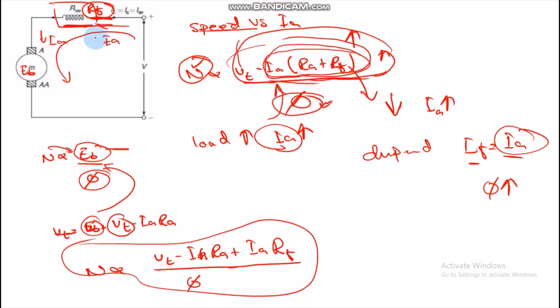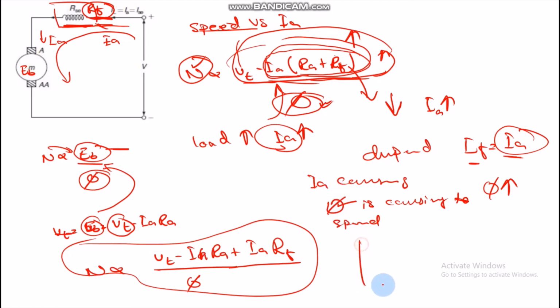It means in a DC series motor, not only IA is causing a decrease in speed, but flux is also causing a decrease in the speed of the motor. But keep in mind, the flux of a DC series motor will not remain constant. It will change or reach its saturation position, or it may decrease.